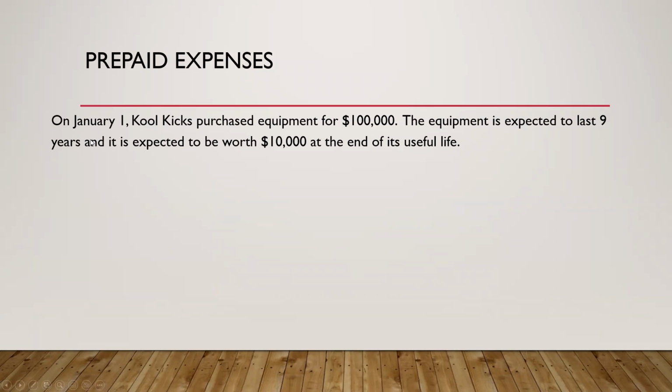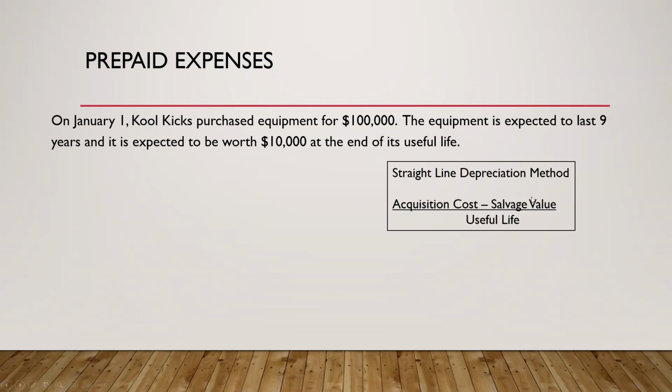So let's see this example. On January 1st, Cool Kick purchased equipment for $100,000. The equipment is expected to last 9 years, and it is expected to be worth $10,000 at the end of its useful life. So we're going to use this information to help us determine the depreciation amount. And the method that we are using, there are various methods, and we'll see those methods at some point in the future. But right now, the method we're going to use is the straight line method.